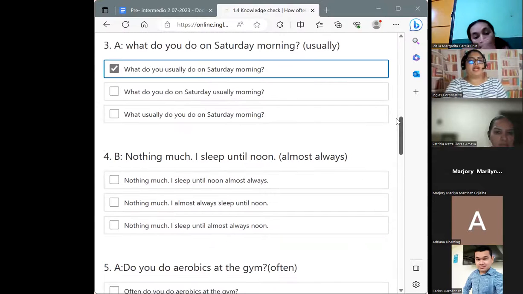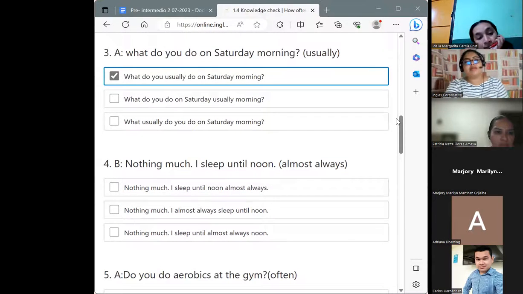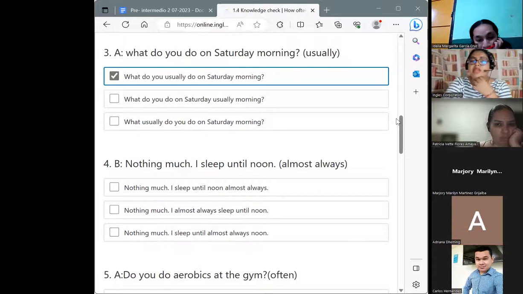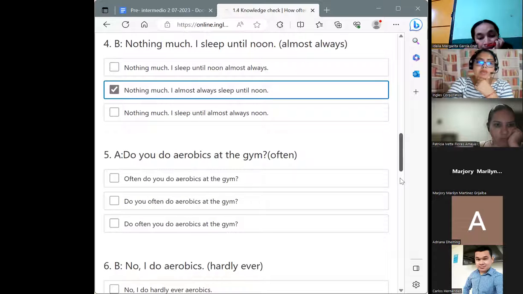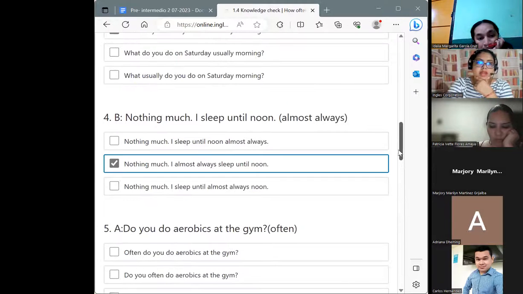Next one, number four. Nothing much. I sleep until noon almost always. Nothing much. I almost always sleep until noon. And nothing much. I sleep until almost always noon. Option one, two, or three? Option two. Number two.